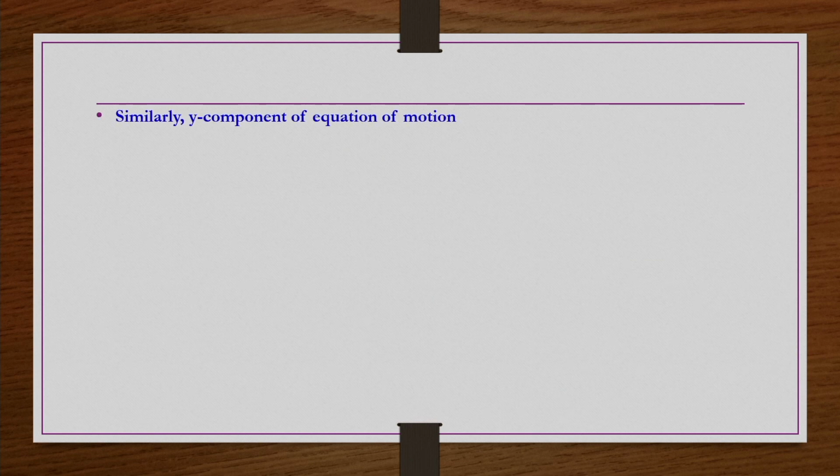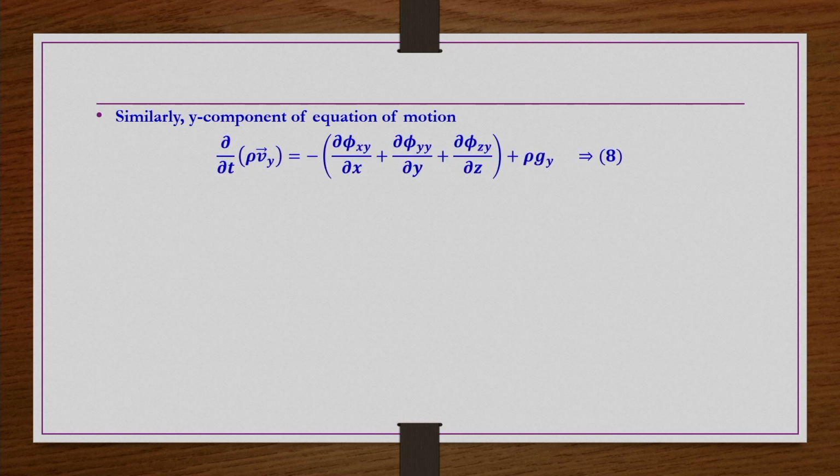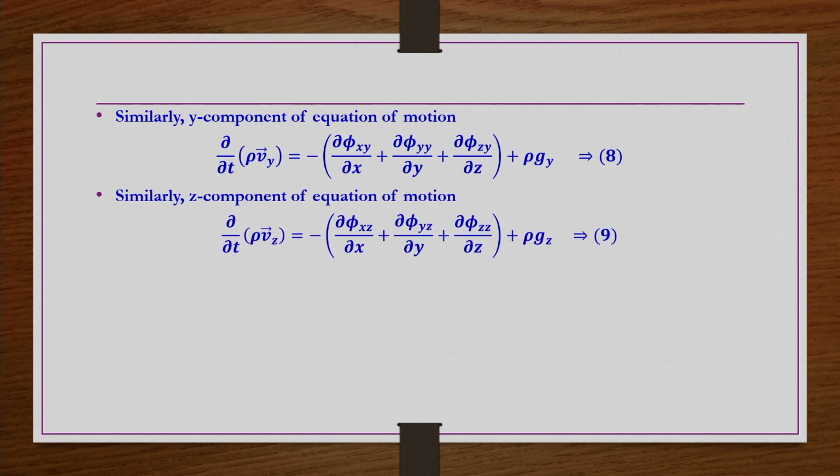Now, similarly, for the y component of the equation of motion, if you do the balance and the simplification, you will get dou by dou t of rho Vy is equal to minus of dou by dou x of phi xy plus dou by dou y of phi yy plus dou by dou z of phi zy, plus rho gy. And likewise, in the z direction, the z component of the equation of motion is dou by dou t of rho Vz is equal to minus of dou by dou x of phi xz plus dou by dou y of phi yz plus dou by dou z of phi zz, plus rho gz. This is what you get.